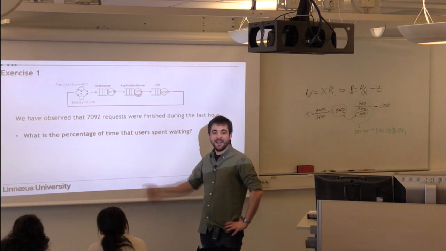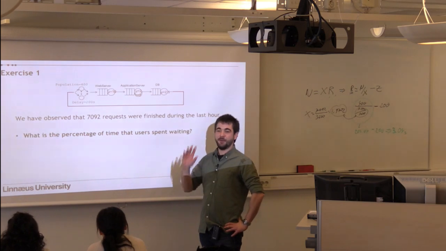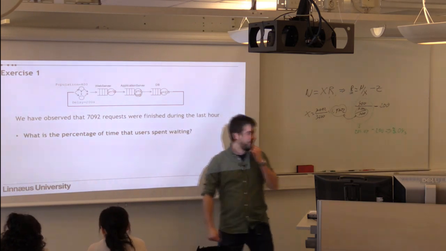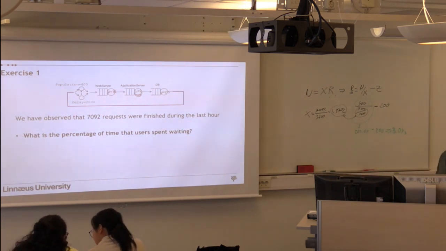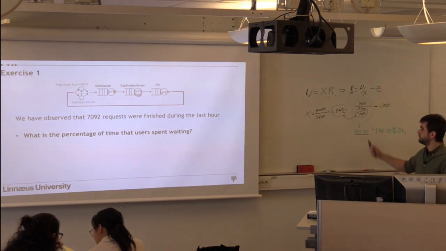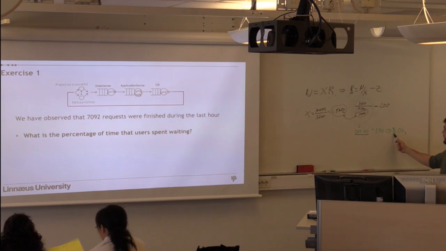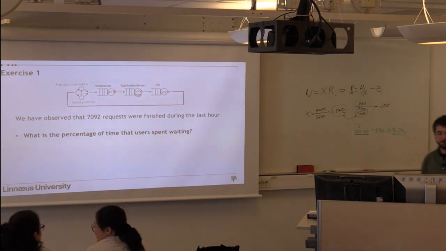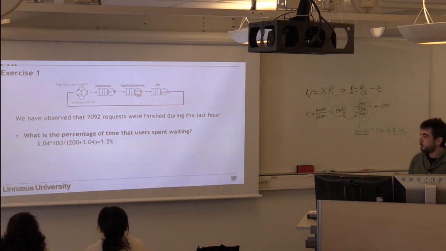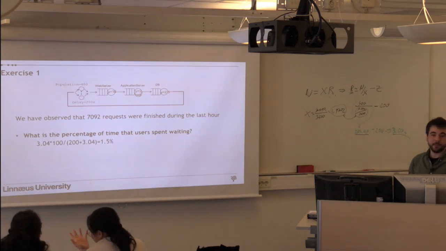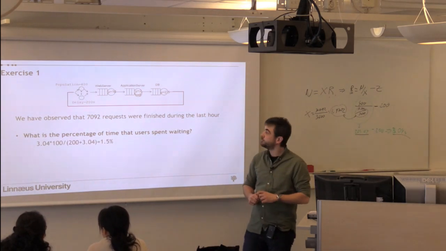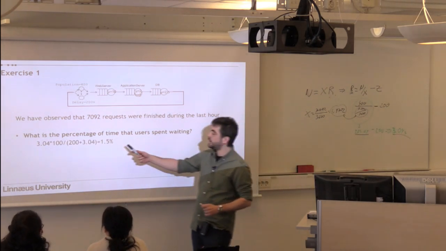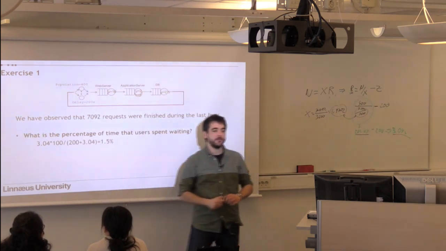So the percentage of time that users are wasting from the viewpoint of the manager. We saw that the cycle time was 203.04. And of these 203, they are waiting 3.04. So the proportion is 1.5% of the time the users spend waiting for the system to answer, and 98.5% they are working on their documents.